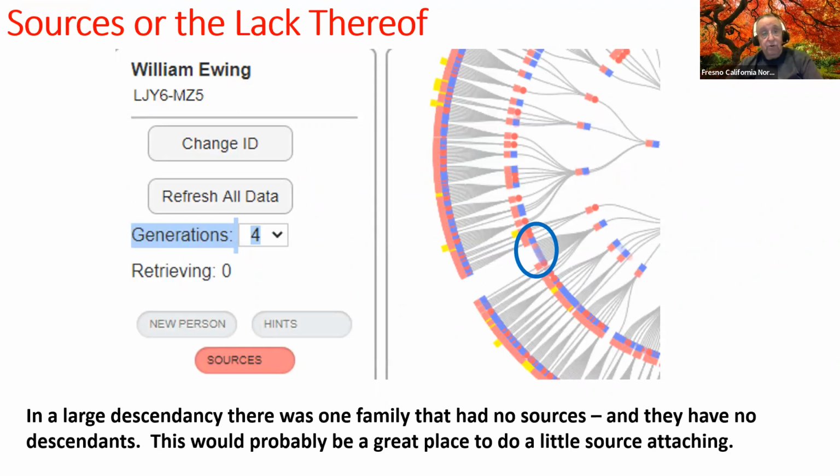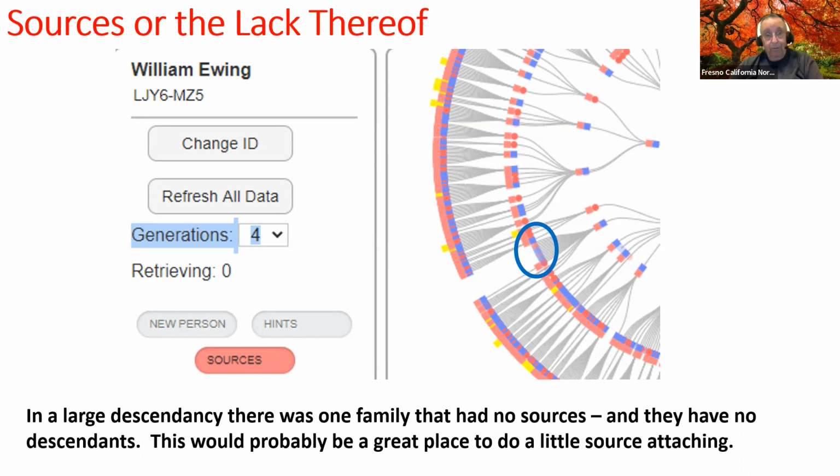Now, sources, that's another one. Now, as you see here, this is a well-developed descendancy. You see why I say there can be a gazillion people there, and you don't want more than 4 generations. This is just generation 2, 3, and 4. And you can see how big a mess this is because there are so many descendants.